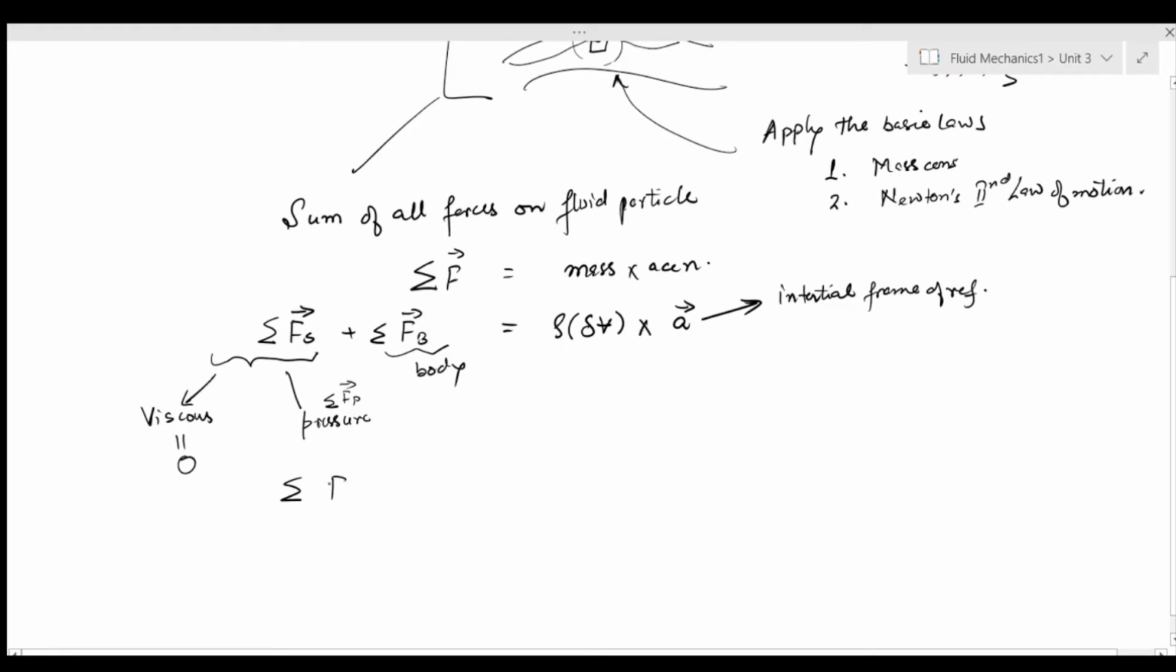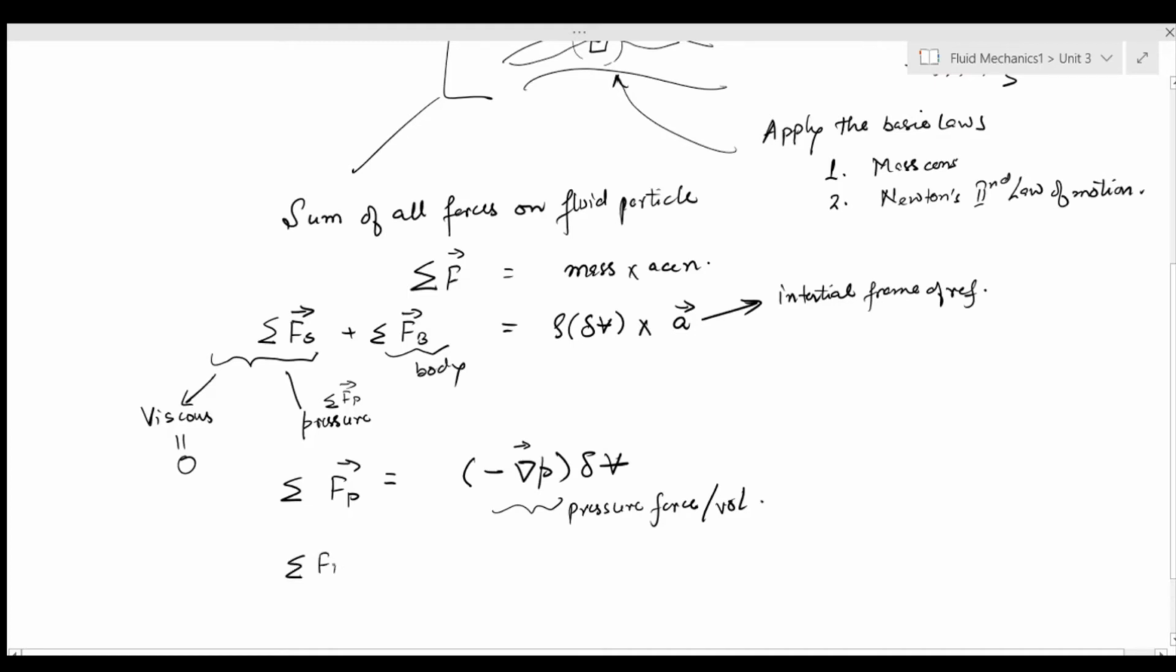Now let us see what it is going to be. This would be minus del P for the whole volume, and this is nothing but the pressure force per unit volume.